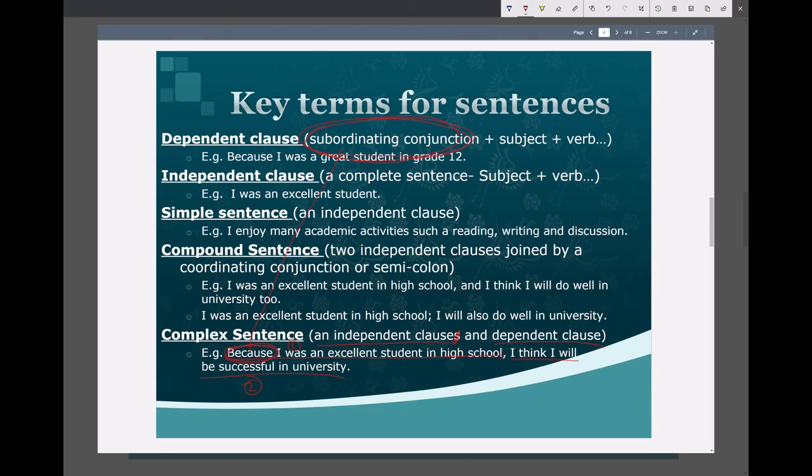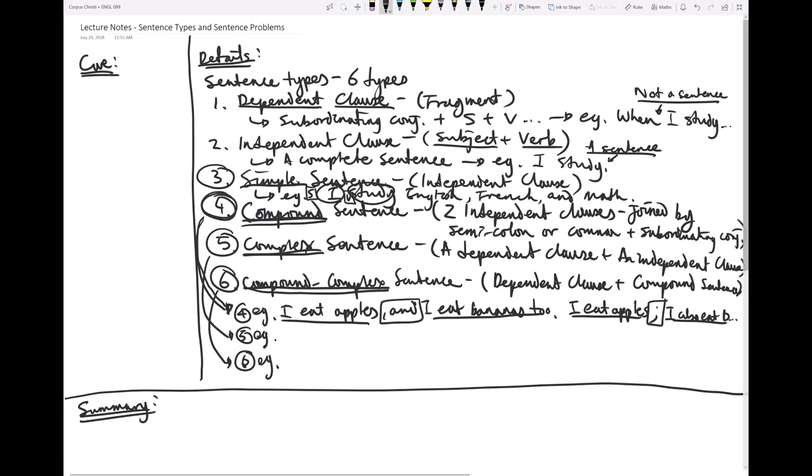So let's try it with our own example. And I encourage you to do the same. So I'll use a subordinating conjunction like when I eat apples, I eat bananas too. Now here, I made clause 1 dependent because I added the when as a subordinating conjunction. And it changes the meaning of the sentence a little bit. Here it just says, I eat apples in general, and I eat bananas in general too.